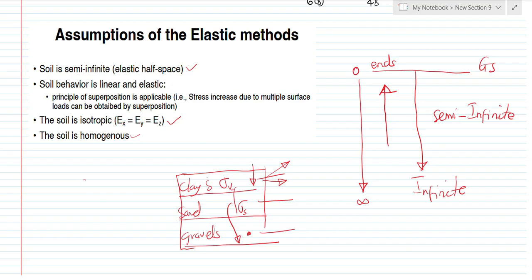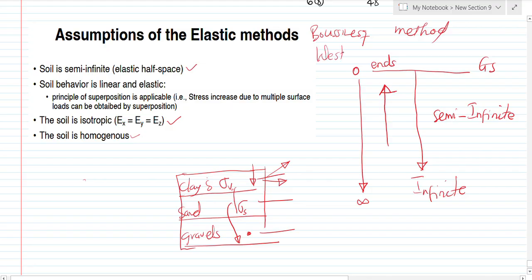Now we'll move forward to look at the 2 methods under the elastic method. We look at the Boussinesq method, then we also look at the Westergaard method. So in the next video, that's what we are going to look at.